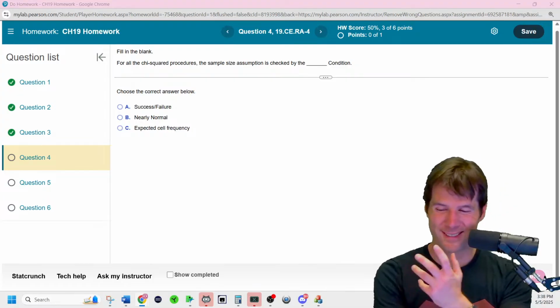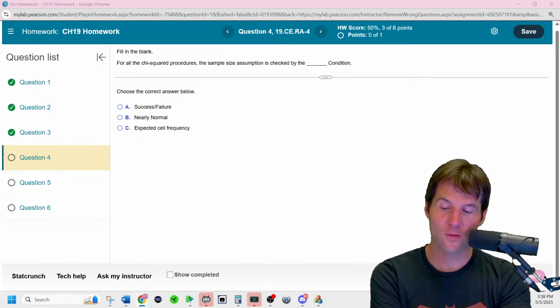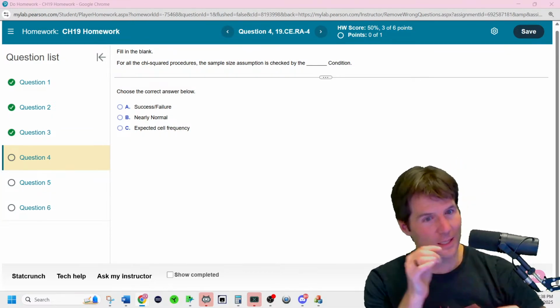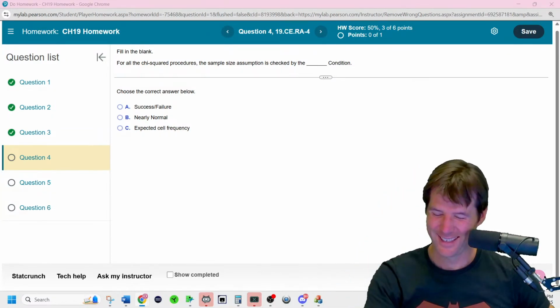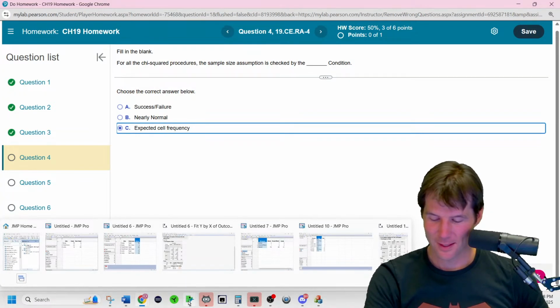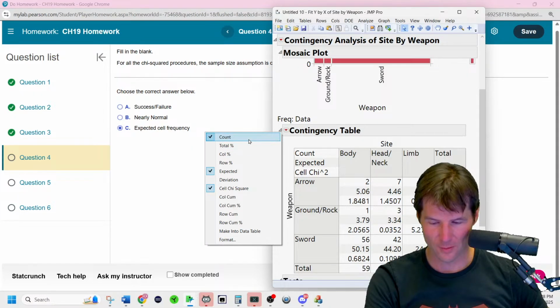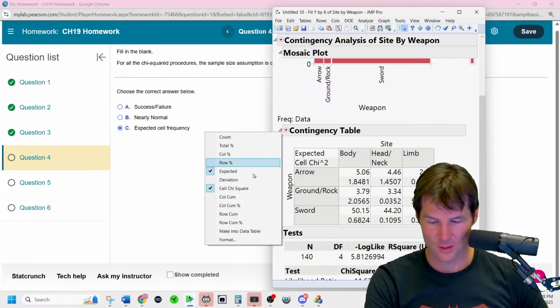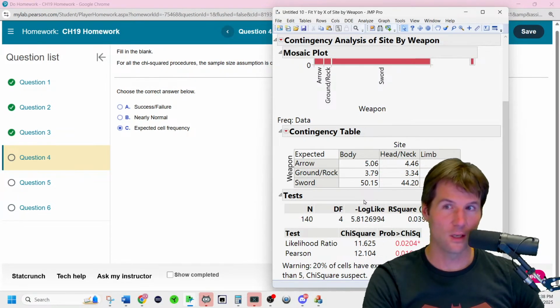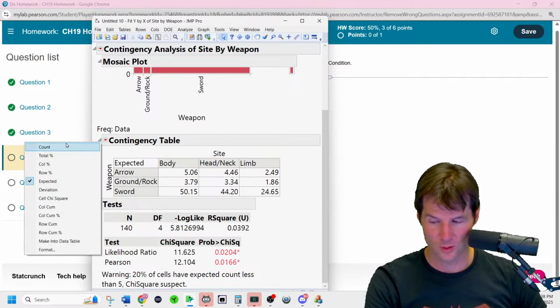Okay, just fill in. For all chi-squared procedures, the sample size assumption is checked by the expected cell count, because that says we need at least 5 expected successes and at least 5 expected failures. I'll show you how to check it here in a second. The way you check it is you literally look at your expecteds and see if they're all bigger than 5. One way to do this is to just look at the cell with the smallest row total and the smallest column total.